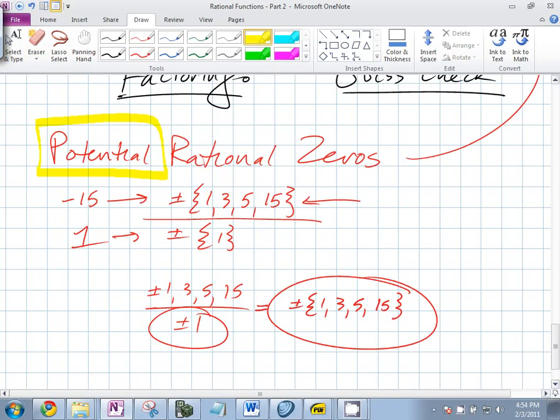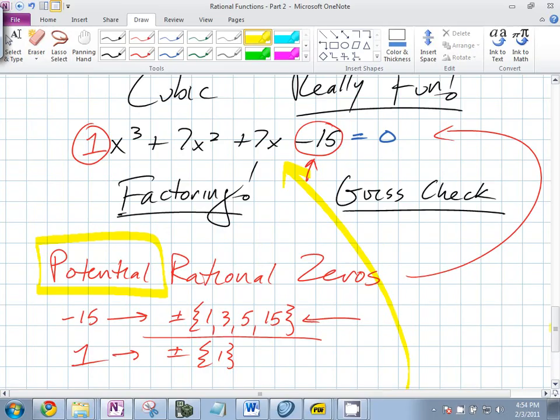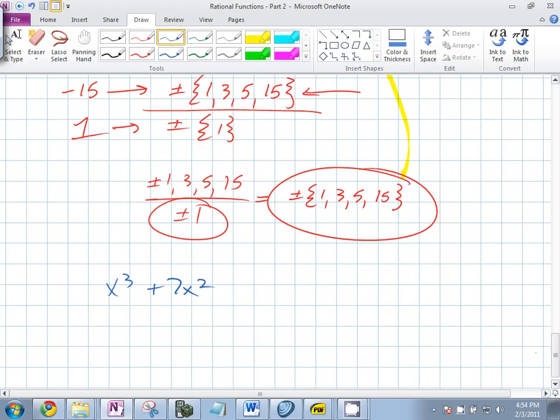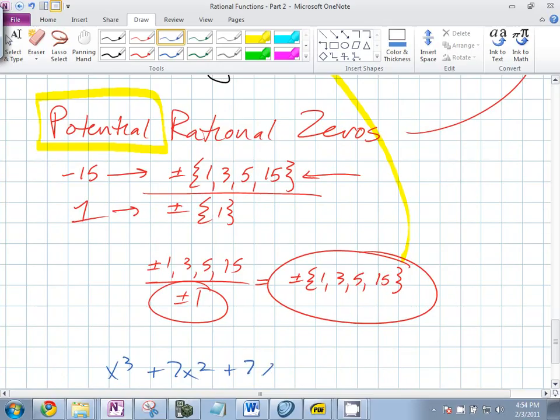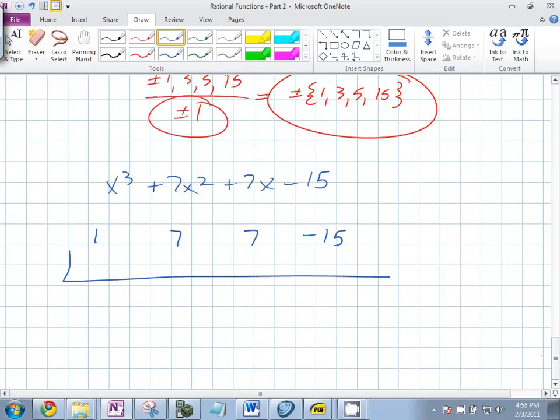At this point, you could start plugging these numbers into our original equation and see which one of them works. Maybe more than one. Hopefully 3. There's a quick way to test them. There's a quick way to evaluate polynomials. This polynomial right here, x cubed plus 7x squared plus 7x minus 15, the way you evaluate a polynomial quickly is you write down the coefficients in order: 1, 7, 7, negative 15. If I want to evaluate this polynomial, let's say I wanted to plug in the number 2. If f of x is this, what does f of 2 equal?